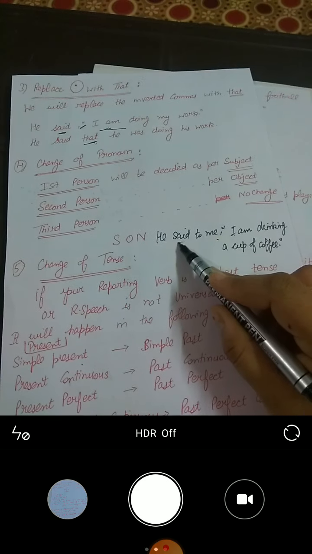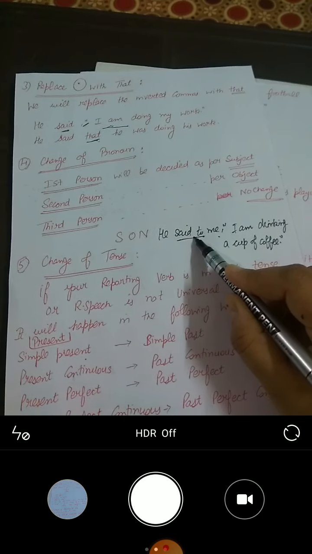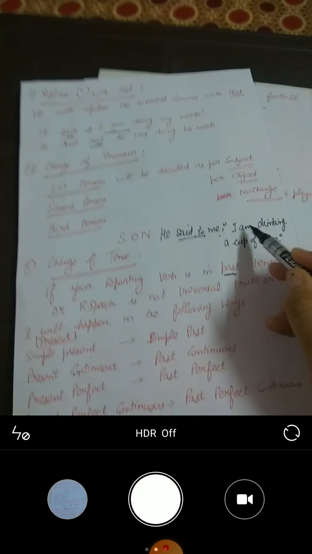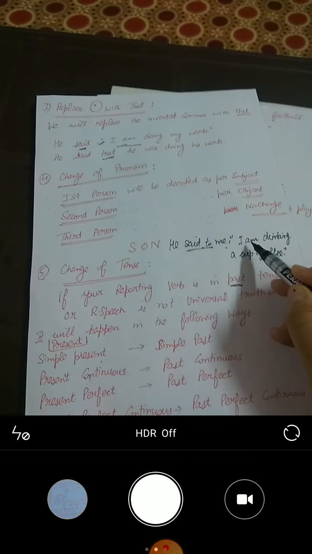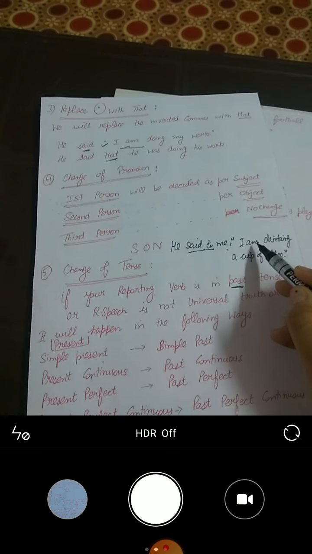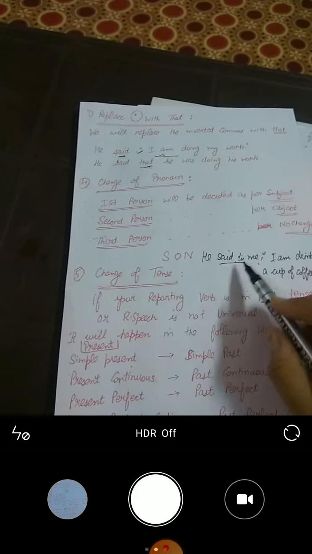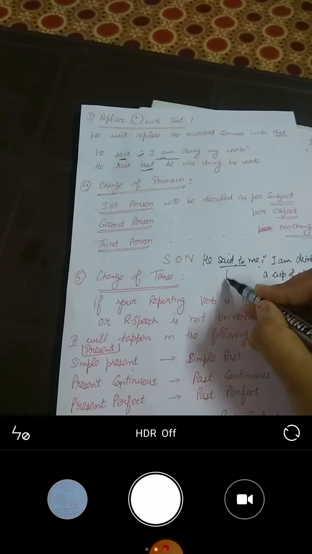Now you can see here, he said to me. Now it is your reported verb and it is in past tense. So it is very sure that you are going to change your reported speech here. The tense of the reported speech will change. So what you will do, I have told you, said to reporting verb will be changed into told.